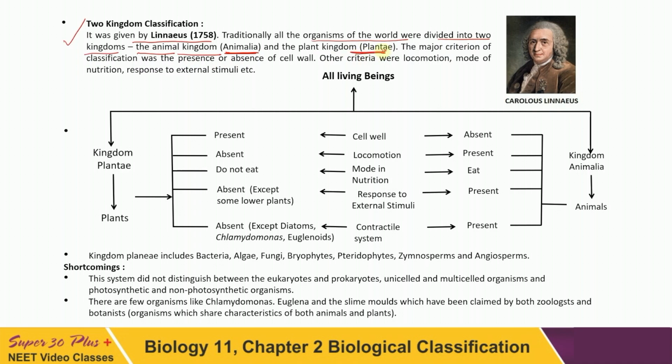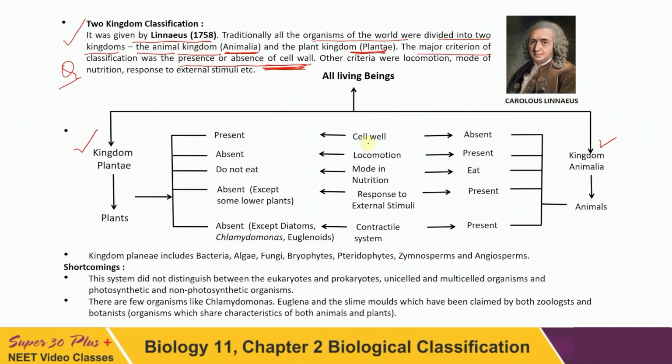What was the basis to discriminate animal and plants? The major criterion of classifying plants and animals was presence or absence of cell wall. An important question. What was the major criteria to distinguish plant and animals? That was cell wall. If cell wall is present, that is plants. Cell wall is absent, that will be animal. You see a chart here now. All living beings have been classified into kingdom Plantae and kingdom Animalia.